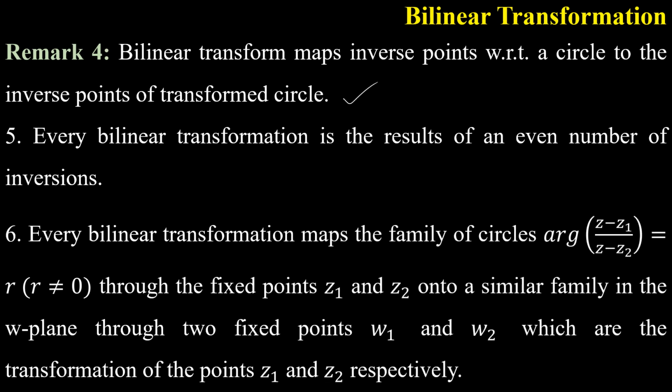Every bilinear transformation maps the family of circles, that is, the argument of (z minus z1) upon (z minus z2) equals r, where r is not equal to 0, through the fixed points z1 and z2, onto a similar family in the w plane, through the two fixed points w1 and w2, which are the transformations of the points z1 and z2 under this bilinear transformation.